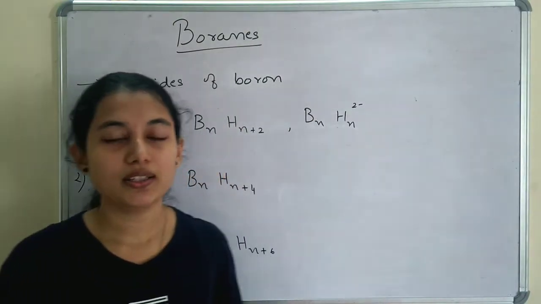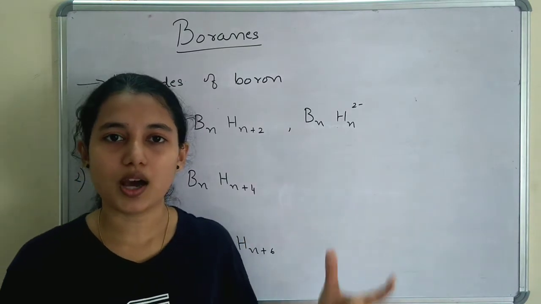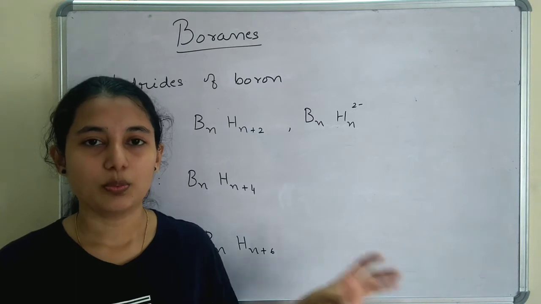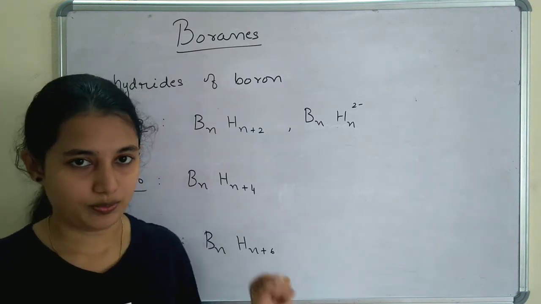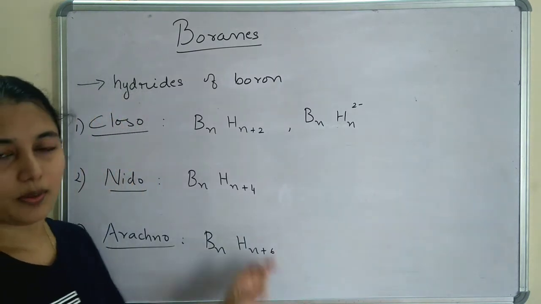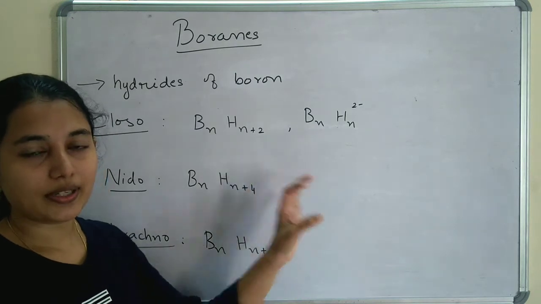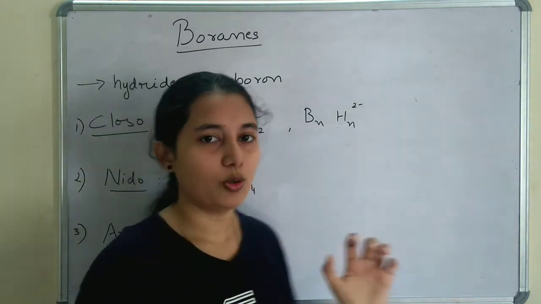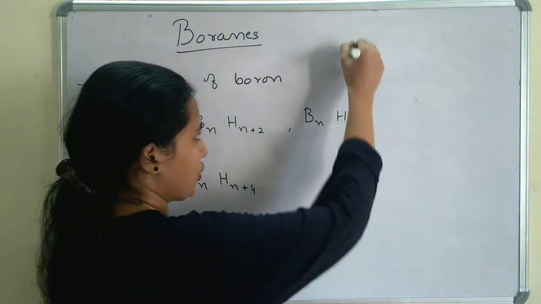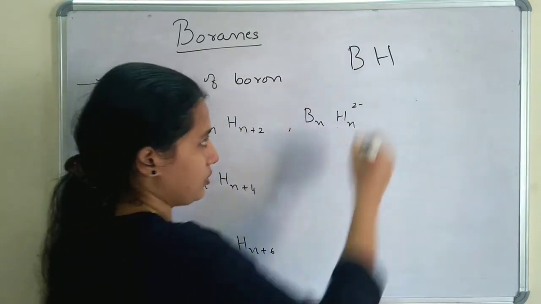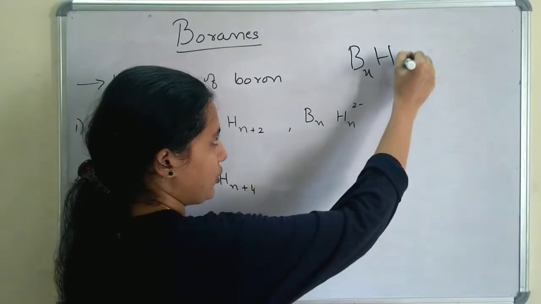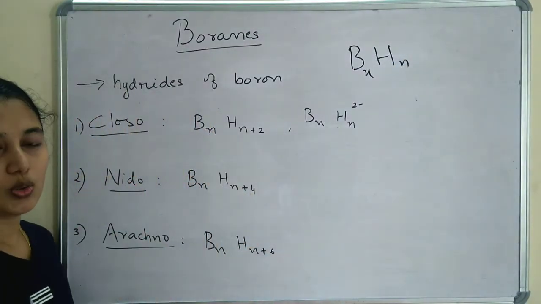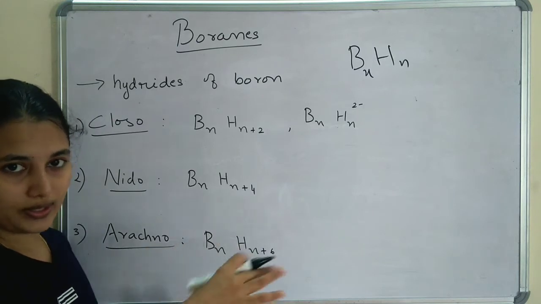For determining the geometry of boranes, carboranes, metal clusters, and transition metal clusters, we use the valence electrons. So what is borane? Borane is the hydride of boron. Sodium hydride means NaH, so boron hydride is BnHn. Boranes are of different types: Closo, Nido, Arachno, Hypo, etc.